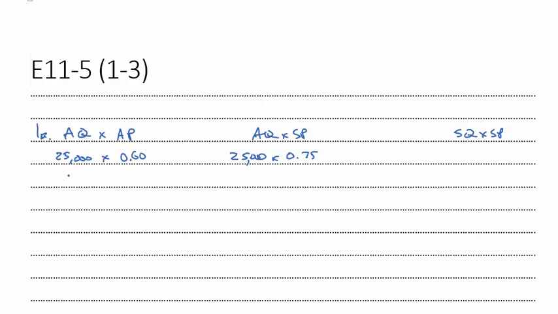So 25,000 times 0.6, 15,000 bucks. 25,000 times 0.75, 18,750. And so the difference between them is a favorable $3,750 variance. Favorable. Okay. Now, we also find out, though, as we read the details of the problem, that it says 25,000 was purchased for use.